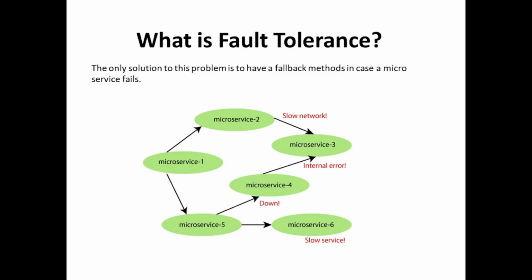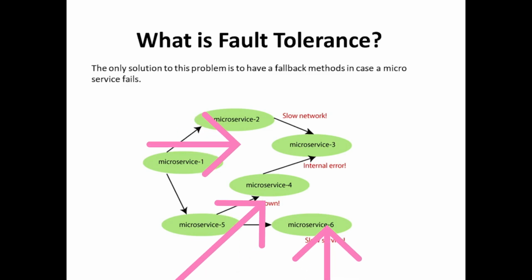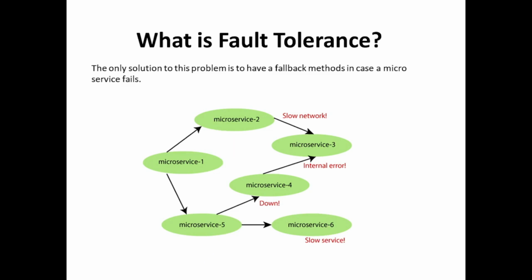When we build a microservice architecture, there might be a large number of microservices and they all need to communicate with each other. Let's say I have 6 microservices and my 4th microservice is down at some point in time. All the other microservices directly or indirectly depend on it, so they all go down as well. To resolve this kind of issue, we have a solution to have a fallback in case a microservice fails.